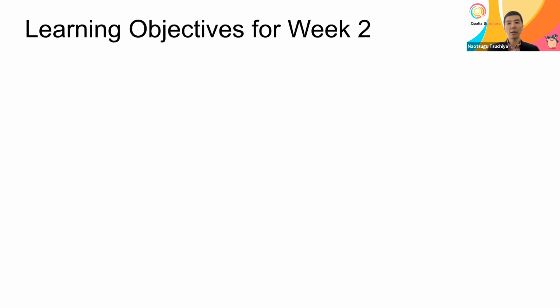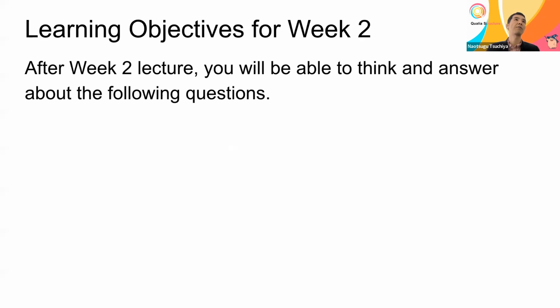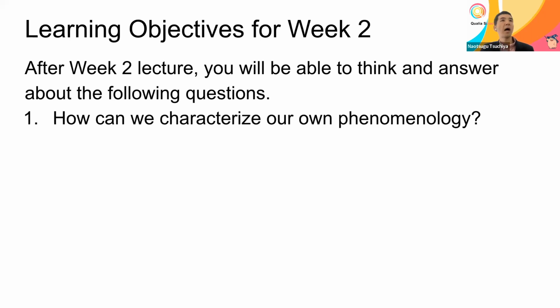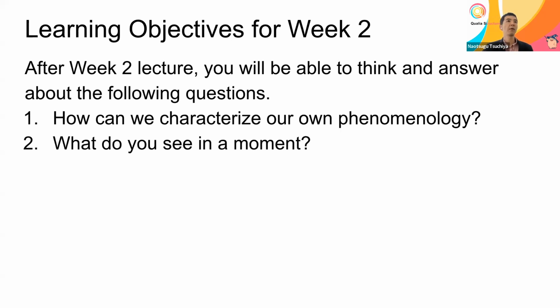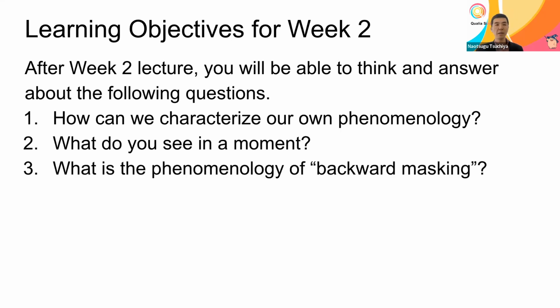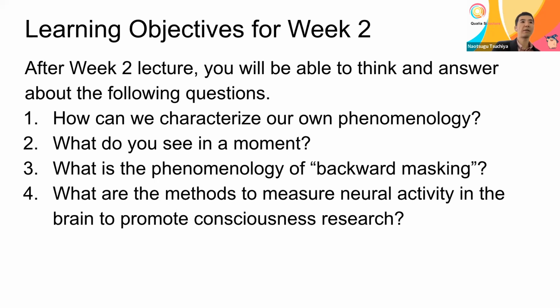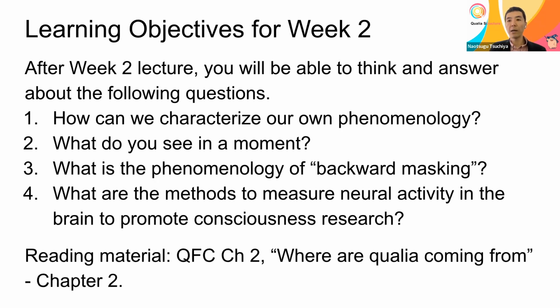So for the rest of the roughly 1 hour 50 minutes, I'll go through the following learning objectives. You'll be able to think about and answer the following questions. 1, how can we characterize our own phenomenology? What do you see in the moment? What is the phenomenology of backward masking? And what are the methods to measure neural activity in the brain to promote consciousness research? As reading material, I suggest chapter 2 of The Quest for Consciousness, and also both where they're coming from. I already put the link in the Moodle.